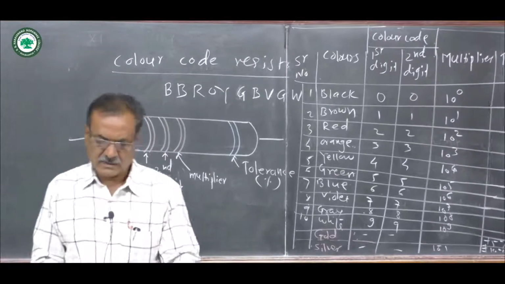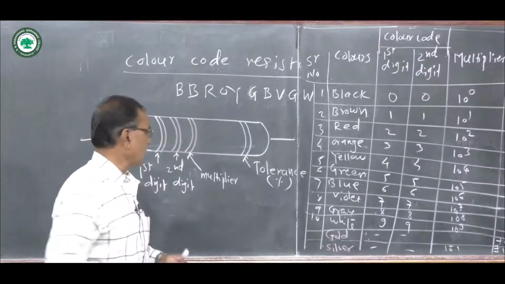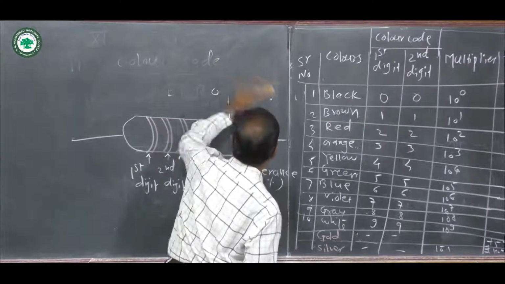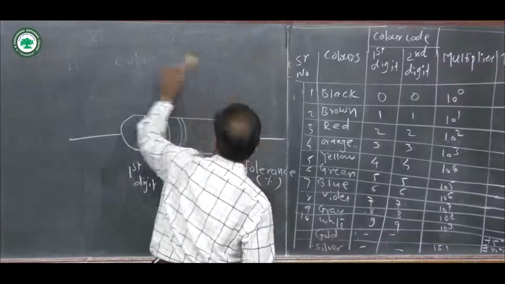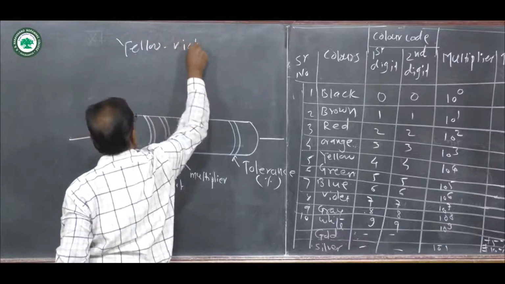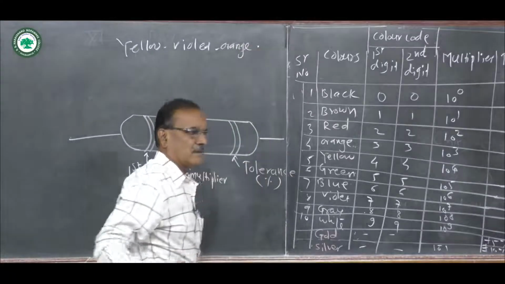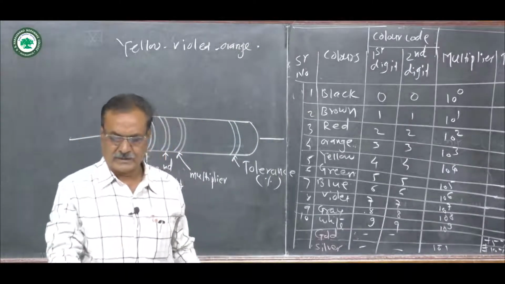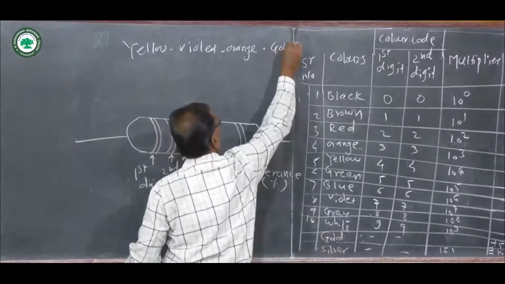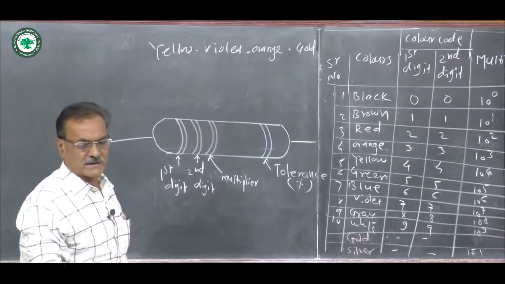Now the color code registers, suppose given yellow, violet, orange and last string, that is gold. So by using these tables we can find out the values of given color code registers.